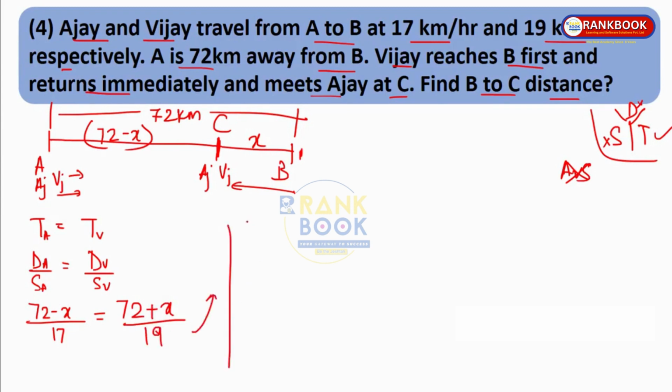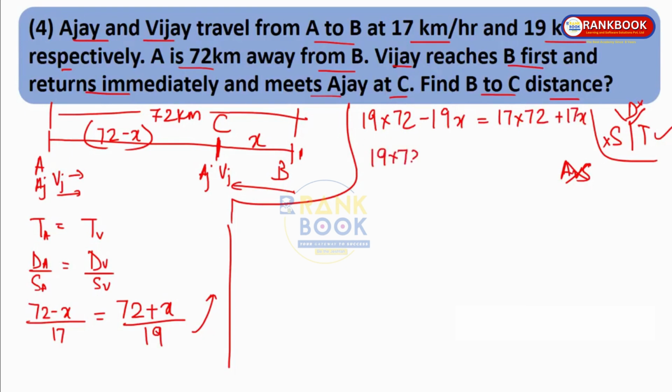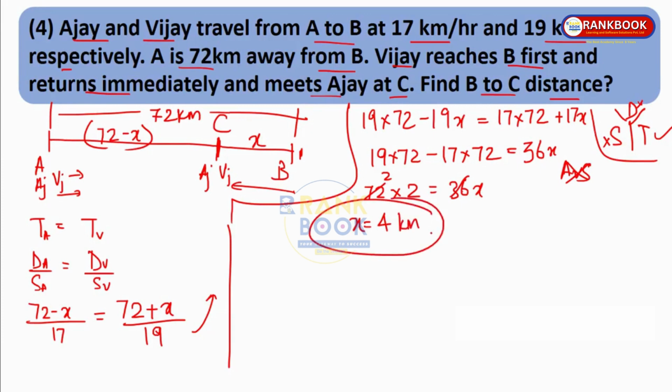Let's solve this over here, in this section. So what do we get? We have 19 into 72 minus 19x equal to 17 into 72 plus 17x, right? So we have 19 into 72 minus 17 into 72 equal to 17x plus 19x. That would be 36x. Let's take 72 common. We have 72 into 19 minus 17, which is 2. That is 36x, so 36 2s are 72, x equals 4 kilometers. So the distance between B and C is 4 kilometers.